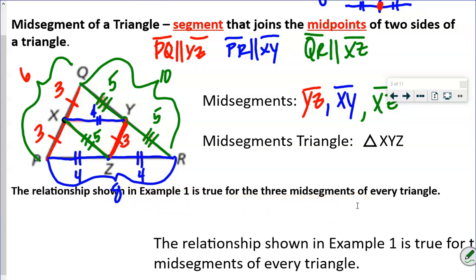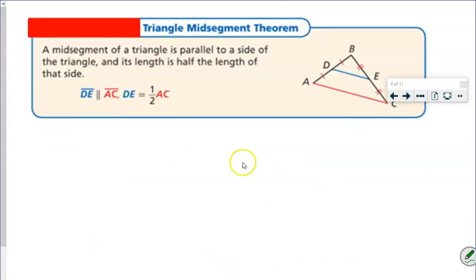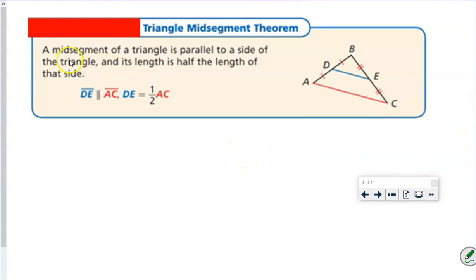So if we find the midpoints of the sides and connect those, then the midsegments are going to be half the side that's parallel to them. All right, so here again it says the midsegment theorem: a midsegment of a triangle is parallel to a side of the triangle, and its length is half the length of that side.